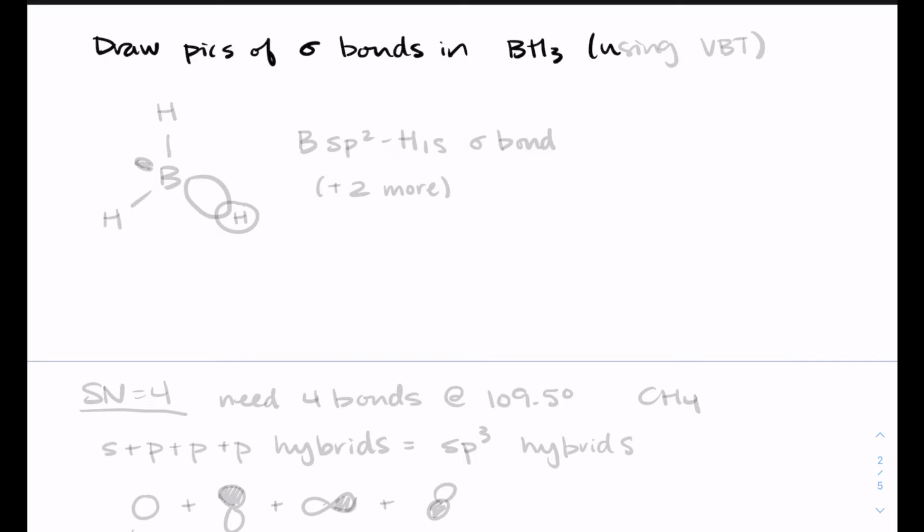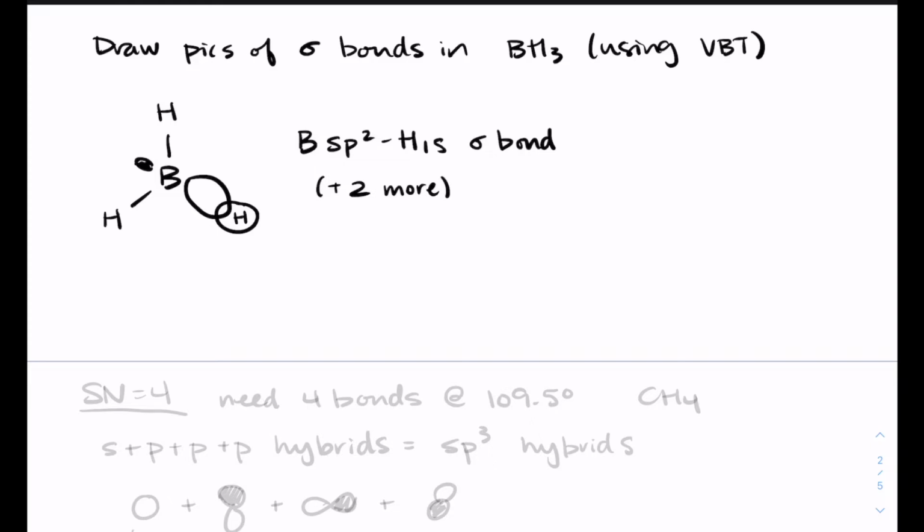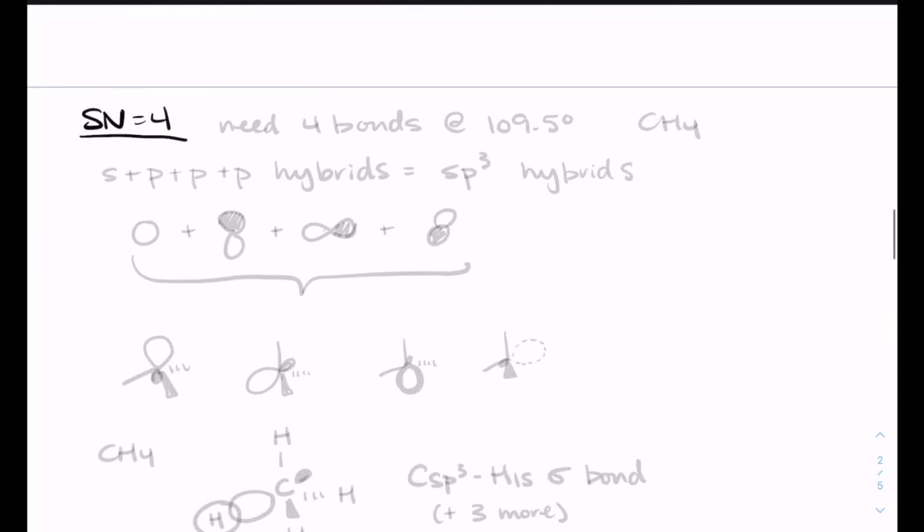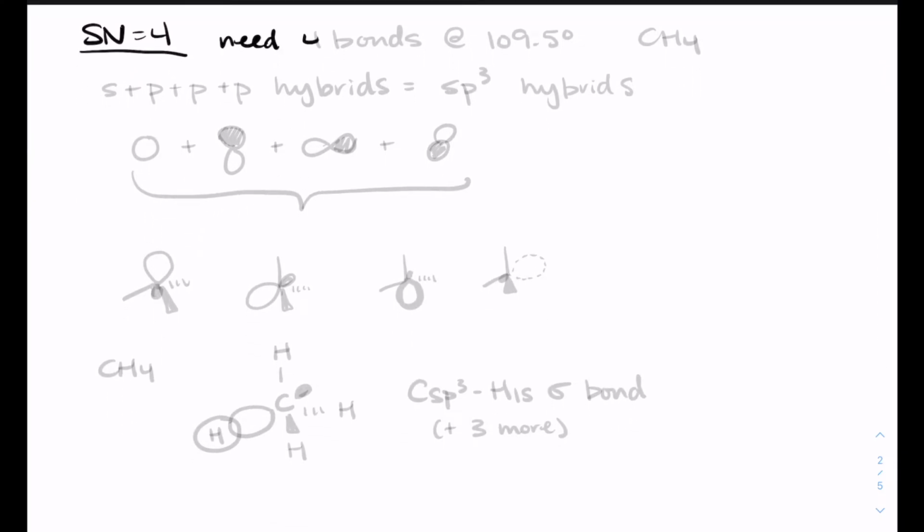So if I use these to draw pictures of the sigma bonds in BH3, I have a boron sp2 overlapping with a hydrogen 1s sigma bond. And maybe a little bit of good news, the other 2 pictures would look identical. So still a boron sp2, still the hydrogen 1s, resulting from that hybridization we did. I can just say plus 2 more. You'll need to draw one example of each type of bond. Now, just beware of cases where the bonds might look the same but were made from different orbitals. We'll see those more complicated examples as we go.